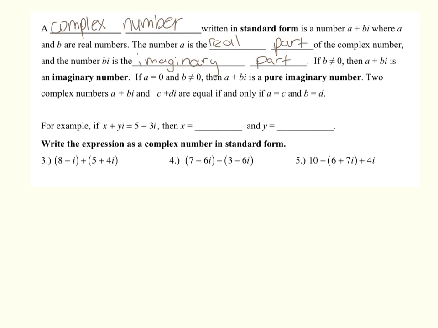For example, if x plus yi is equivalent to 5 minus 3i, then x must equal 5, and y must equal negative 3.